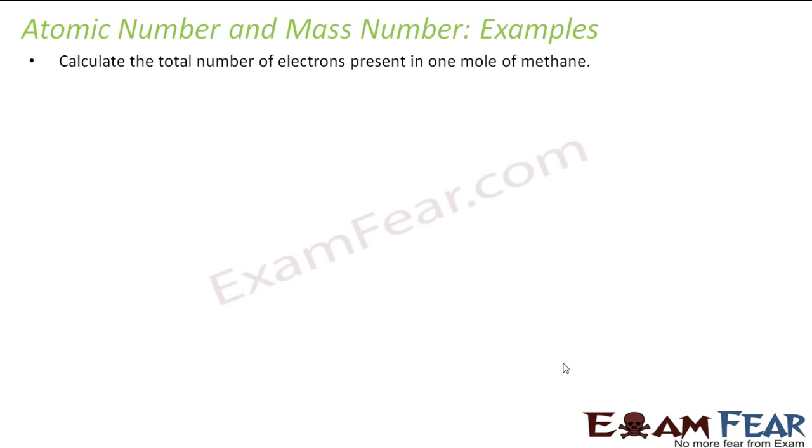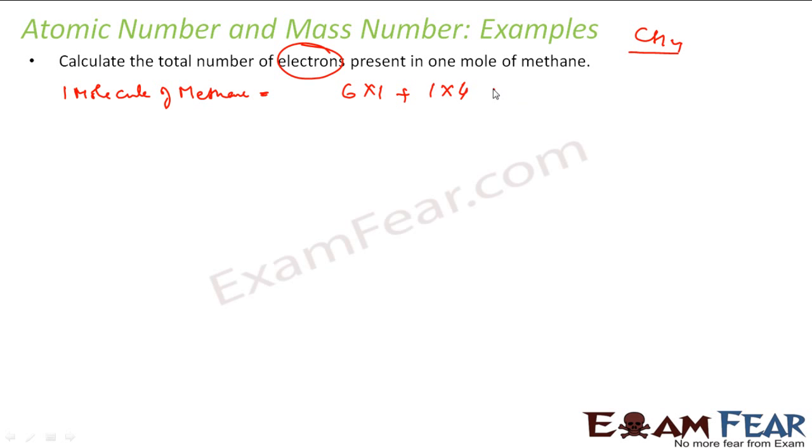We have to find the number of electrons in 1 mole of methane. First, 1 molecule of methane has how many electrons? Methane is CH4. So carbon has 6 electrons, 1 carbon, plus hydrogen is 4, correct? 1 hydrogen has 1 electron. So 1 molecule of methane has 10 electrons.